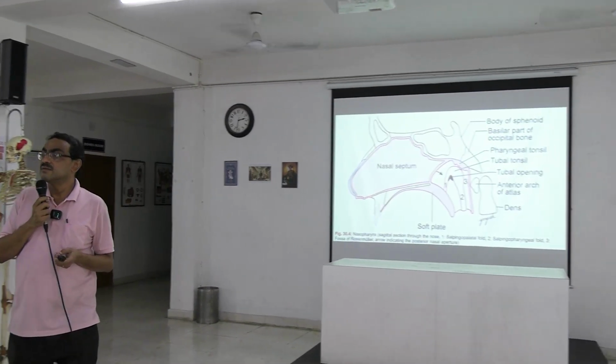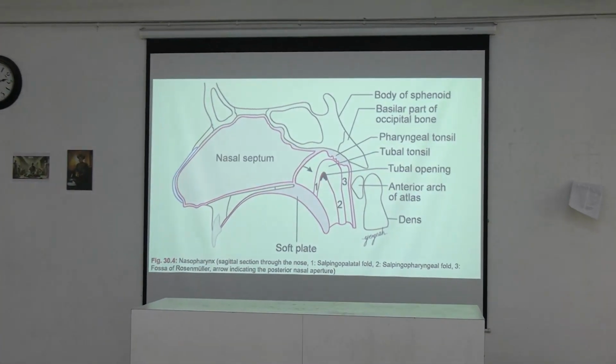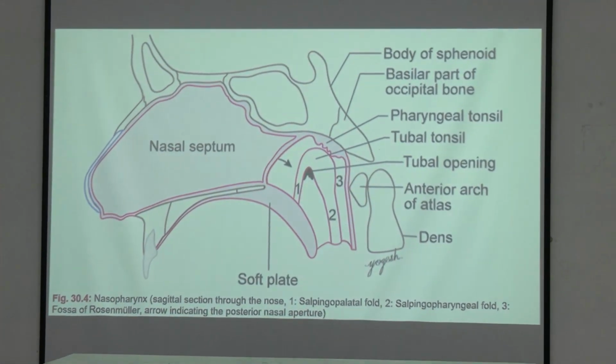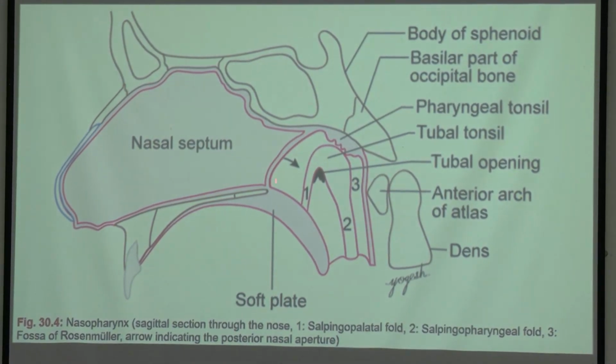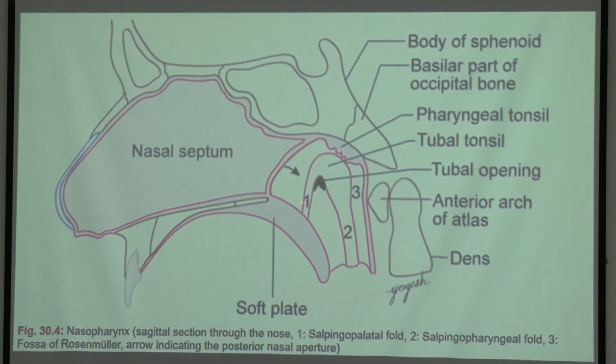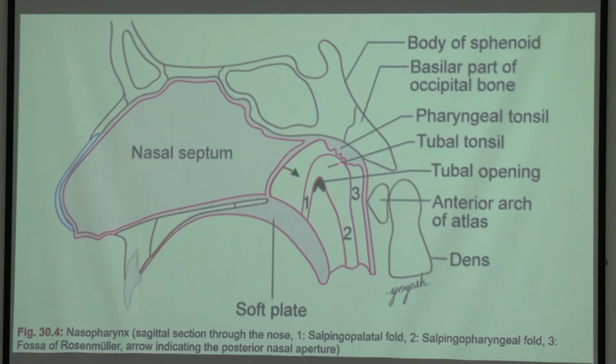This is a very important figure where we can see the lateral wall of the nasopharynx. We can get the posterior wall, which is formed by the anterior arch of the atlas, and the odontoid process or dens of the second cervical vertebra. So here we are getting the nasopharynx.